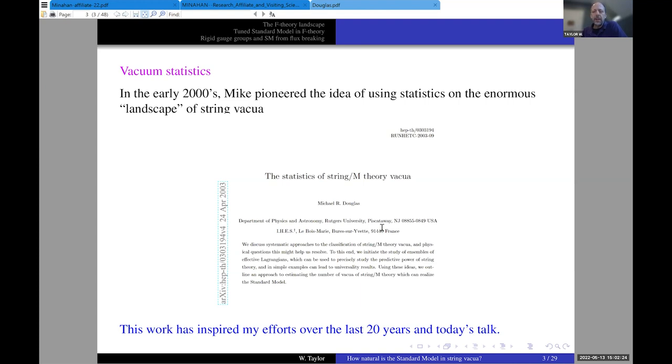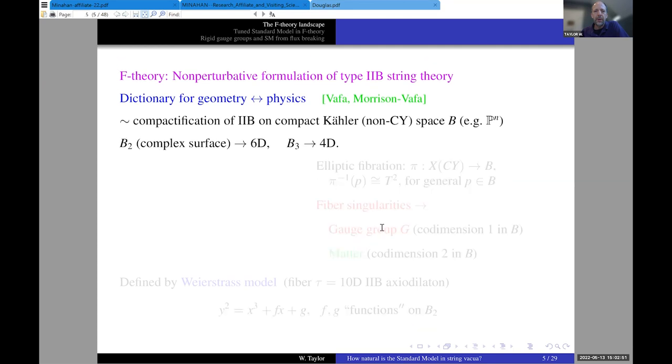In order to really implement that program, in my mind, since starting to think about this 20 years ago, the key thing that we need is a really good global picture of the set of possible string vacua. And for many years, people had different constructions, you had this Calabi-Yau or that Calabi-Yau, but we didn't really have an overarching picture of how they all fit together into a big framework.